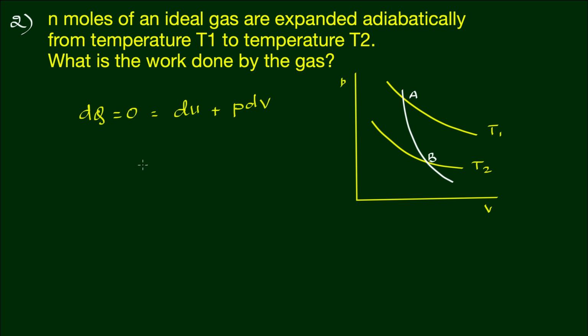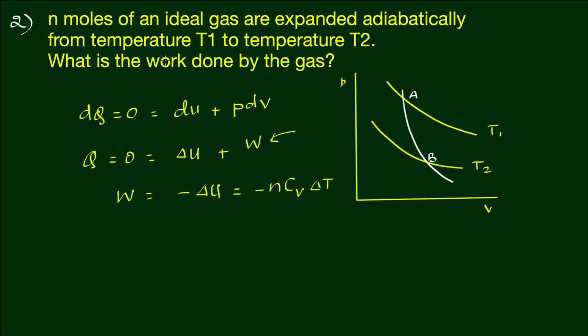Now, let me write this for the finite process A to B. So Q, the heat supplied, is 0, is equal to change in the internal energy plus the work done. Now we wish to calculate this quantity, so the work done is equal to minus change in the internal energy, which we can write as minus n Cv delta T.